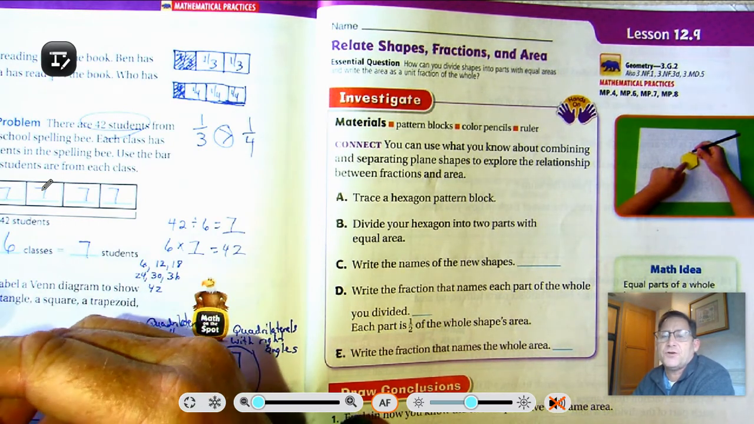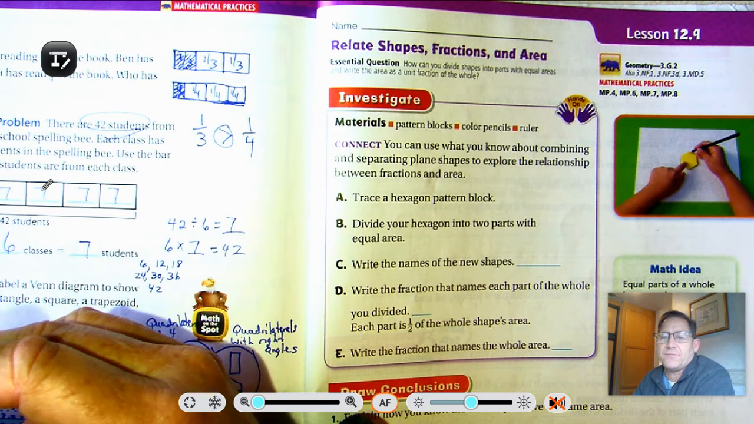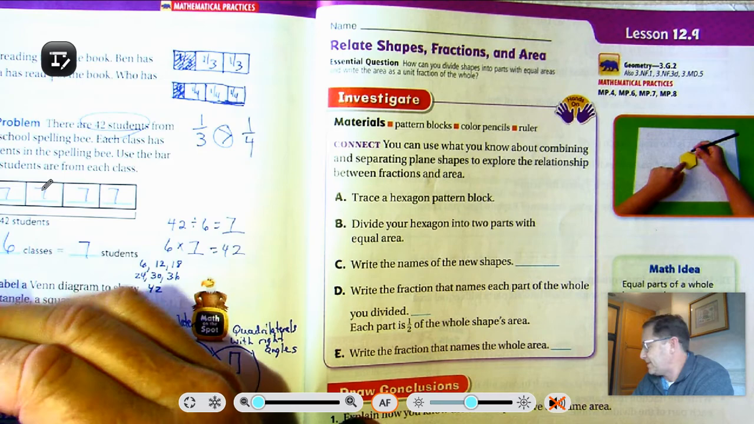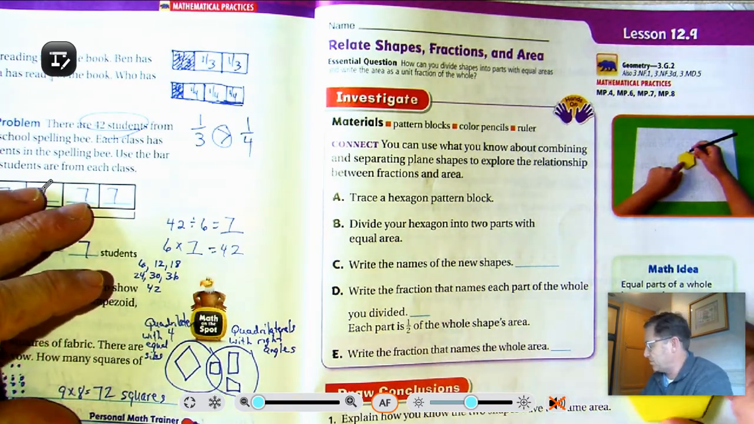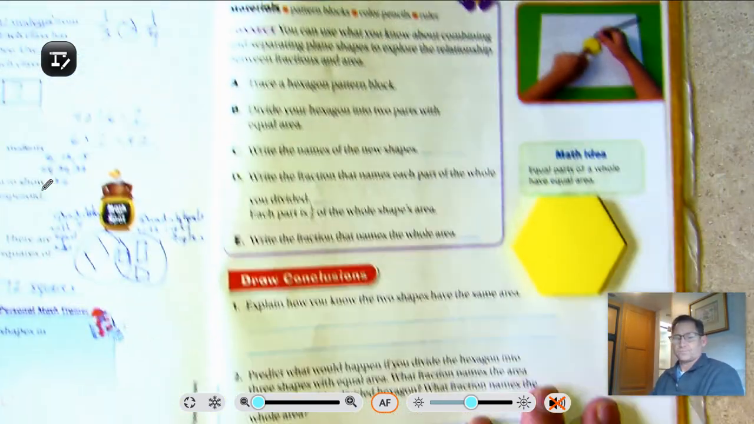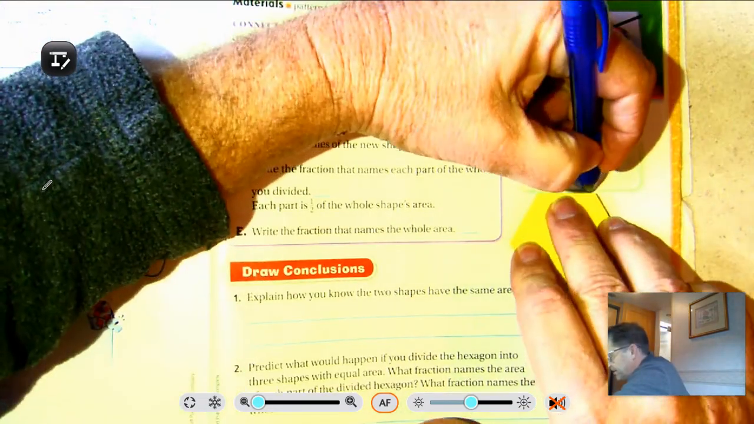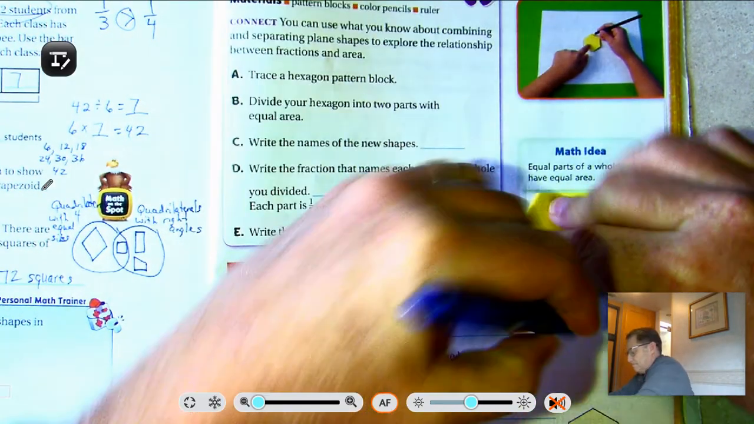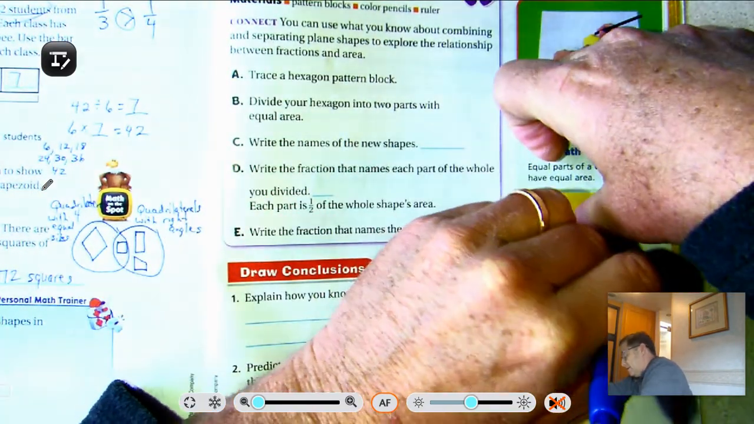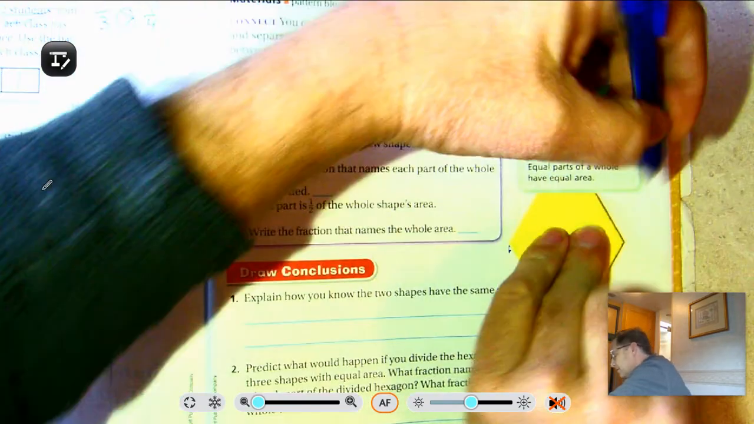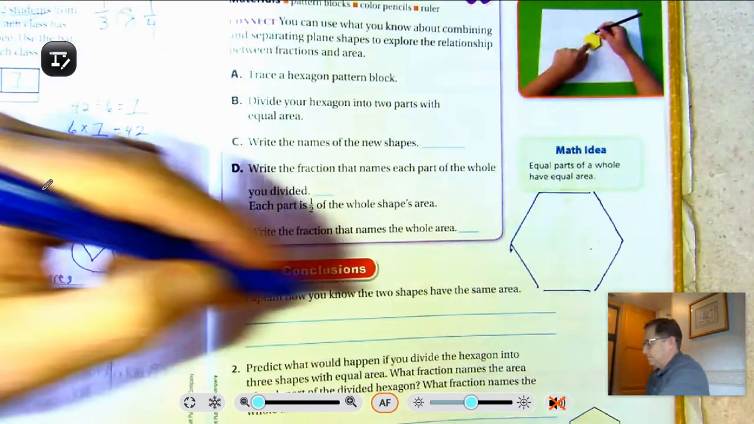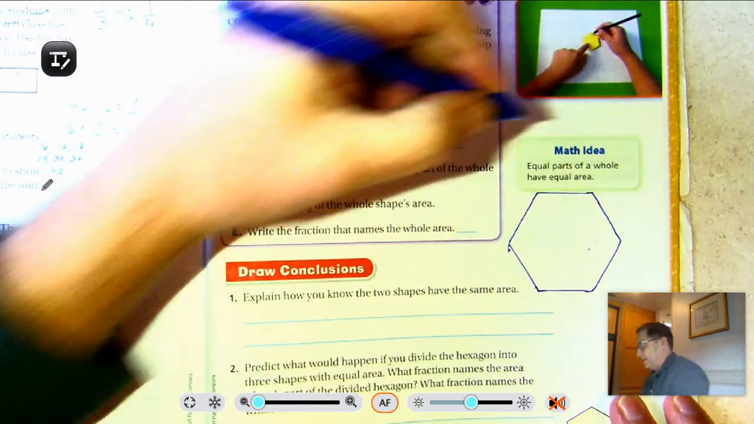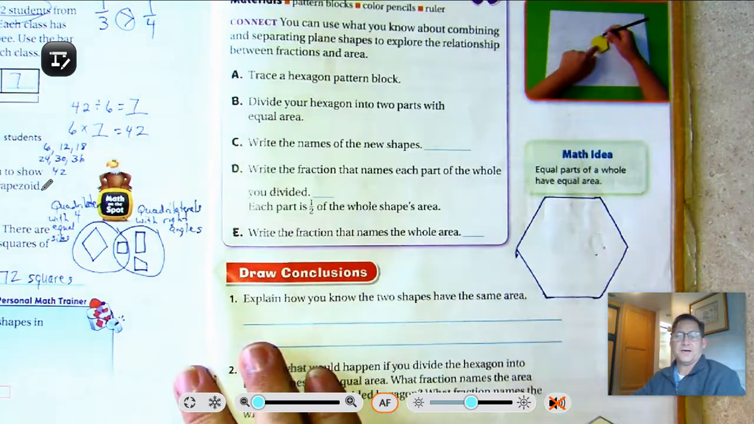Connect. You can use what you know about combining and separating plane shapes to explore the relationship between fractions and area. Trace a hexagon pattern block. All right, so I have a hexagon block here. I'm going to trace it. A hexagon has 6 sides, right? Okay, so we've traced our hexagon.